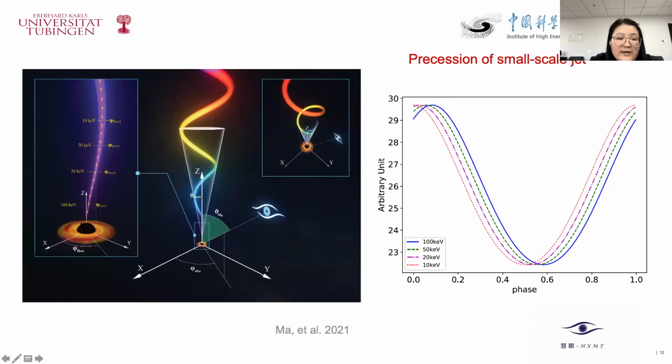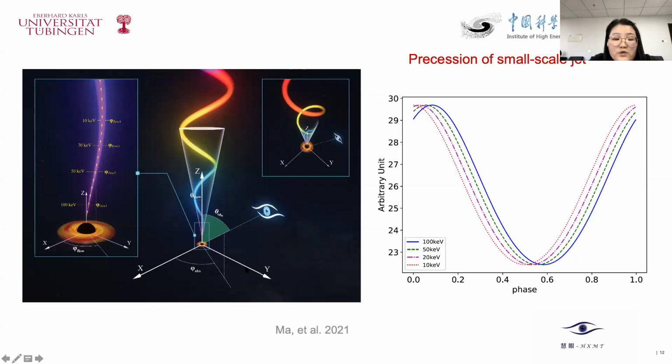In this model, the jet is twisted and rotates around the black hole, and it has different phase angles at different parts of the jet. It precesses, twisted and rotating around the black hole, so it gives different projection angles on the XY plane. The phase angle difference from the different parts of the jet introduces the phase lag. In this way, you can explain the soft lag we observed in this source.